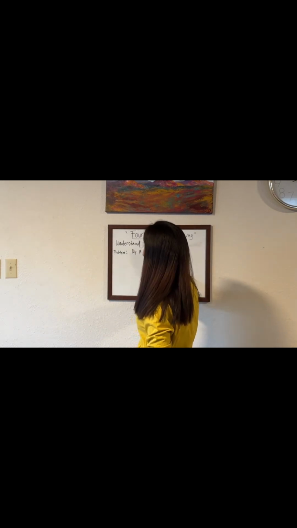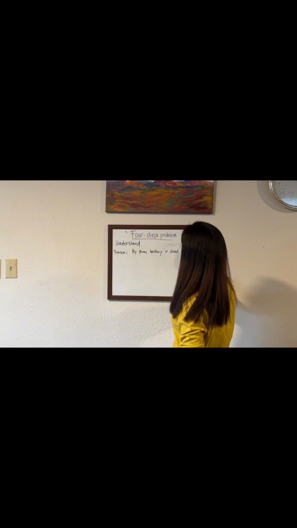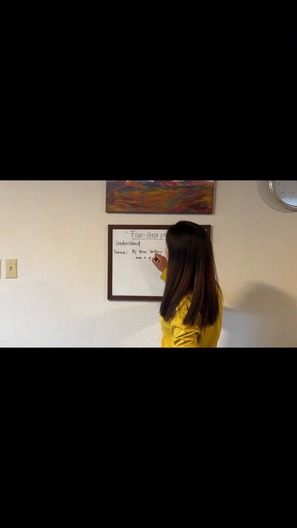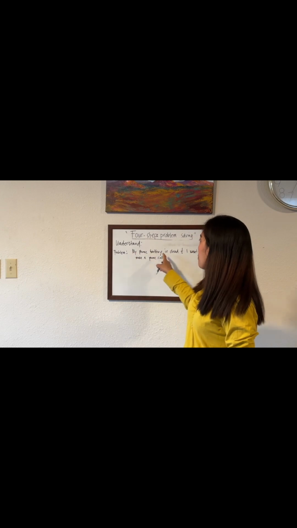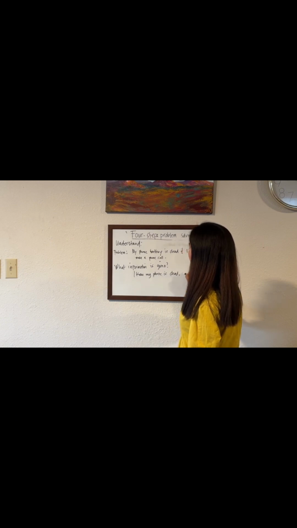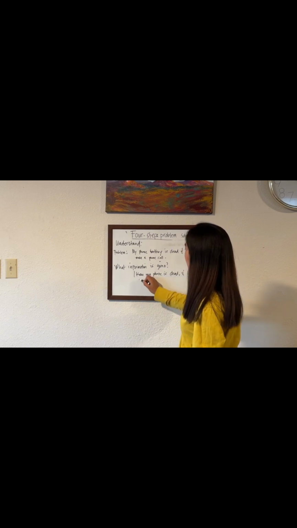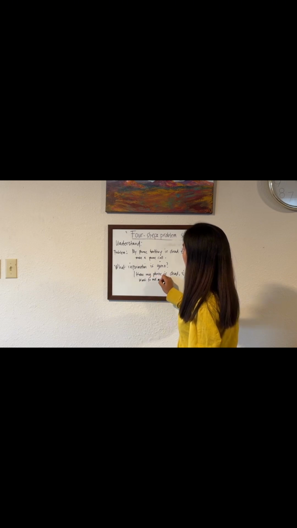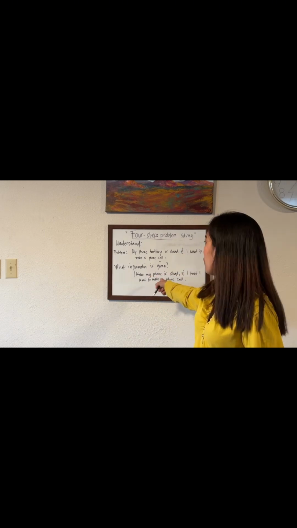So, for example, if we relate it to our everyday life situations, the first step is understand. Say we are given the problem: my phone battery is dead and I want to make a phone call. So this is the problem. Next is what information is given. The information given is I know my phone is dead and I know I want to make a phone call.